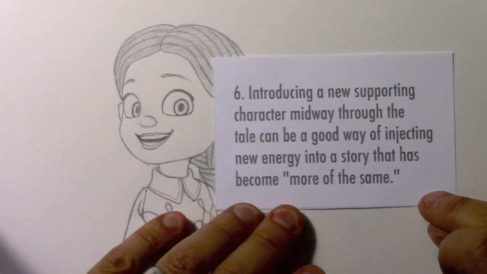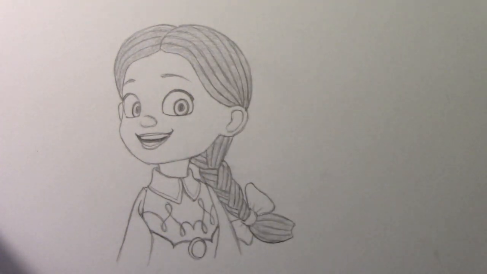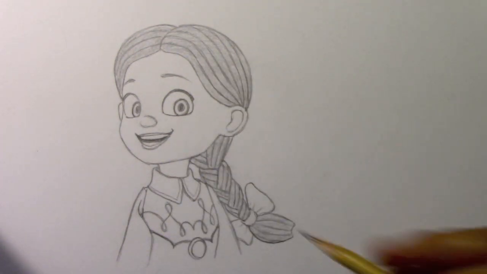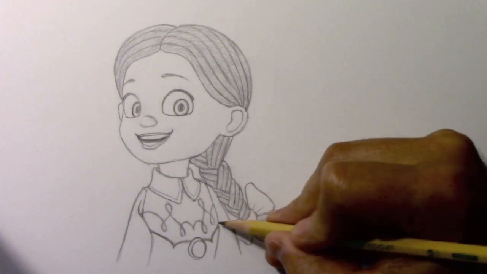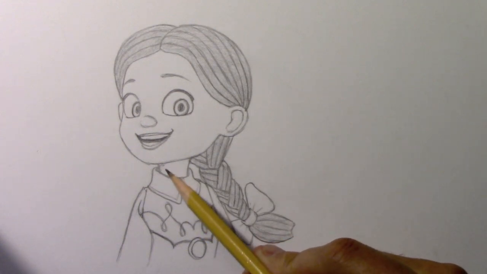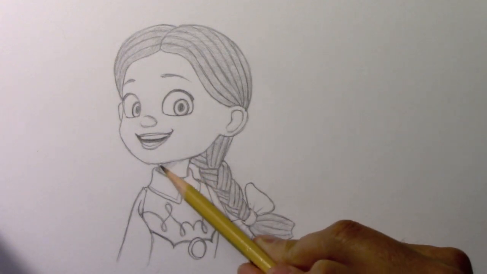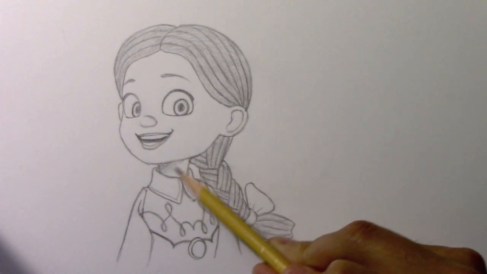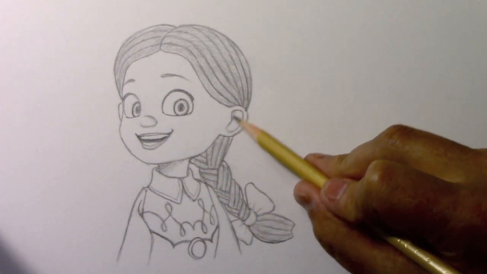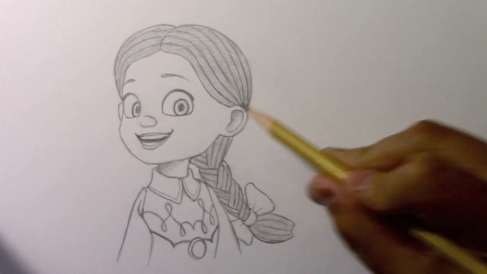Number 6. Introducing a new supporting character midway through the tale can be a good way of injecting new energy into a story that has become more of the same. Yeah, that's an interesting thing that you see happen sometimes, and I think Jessie is a pretty good example of that. If you think of the first 3 Toy Story movies as one huge story altogether, then Jessie becomes this new character that comes along halfway through and makes things more interesting. And indeed, she has a very thoroughly worked out backstory, doesn't she?